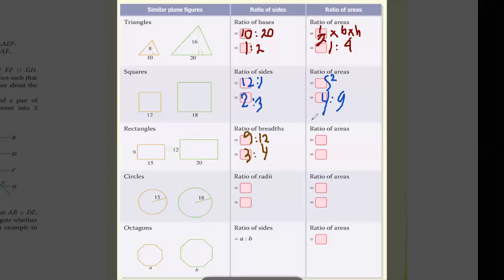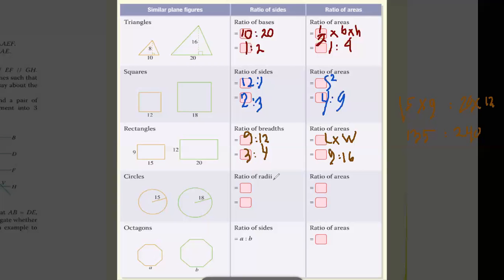Okay, ratio of area for rectangle. 9 to 16. Okay, length times width. So 15 times 9 compared with 20 times 12. 15 times 9 is 135. 20 times 12, 240. Simplify becomes what? 9 to 16. Good. 9 to 16.